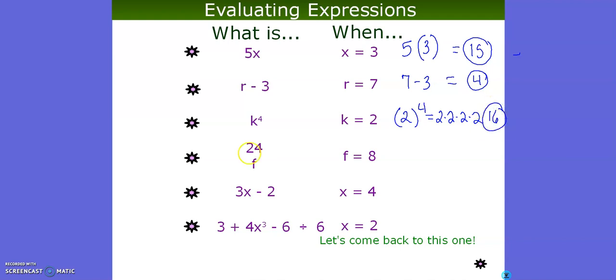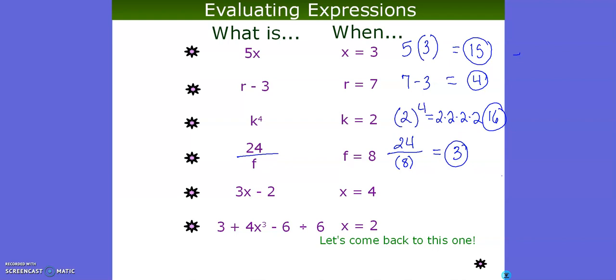Next one, my division sign kind of disappeared there. So I have 24 divided by f. It's a fraction. Remember that fraction bar means division. We're going to divide the top by bottom. Numerator divided by the denominator. When f is 8, so we're going to go ahead and rewrite 24 divided by, and we're going to plug 8 in for our variable. So 24 divided by 8 is 3.